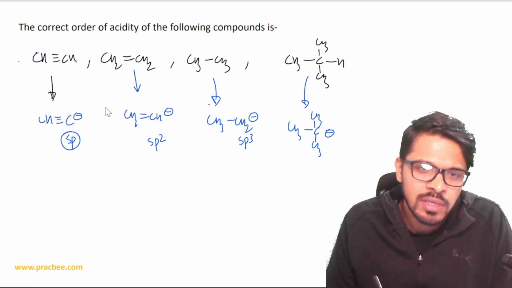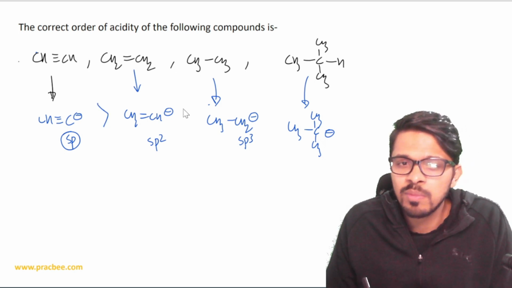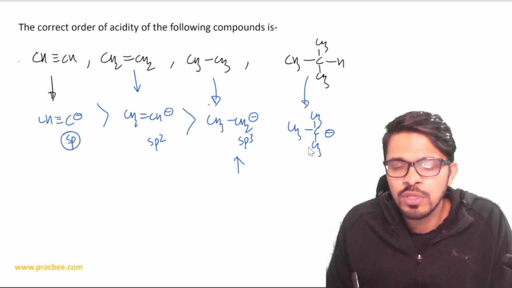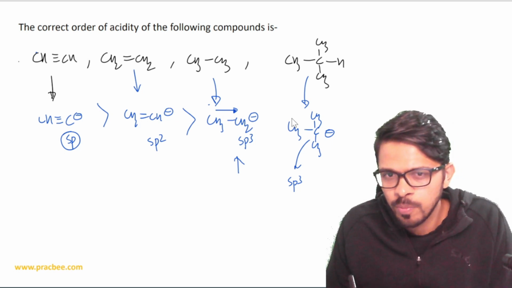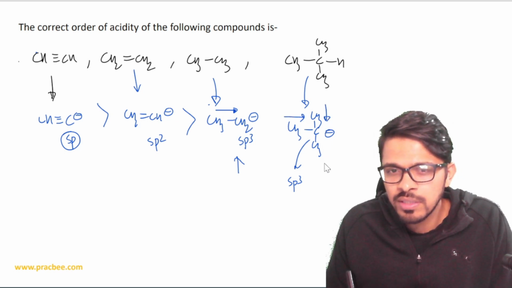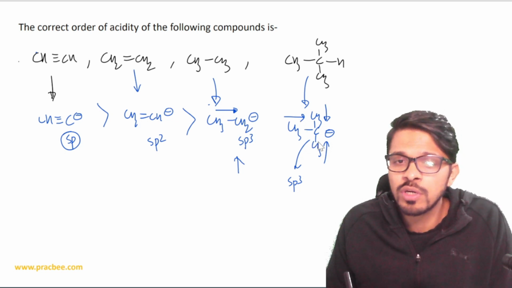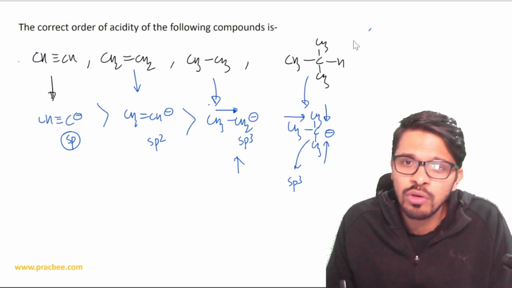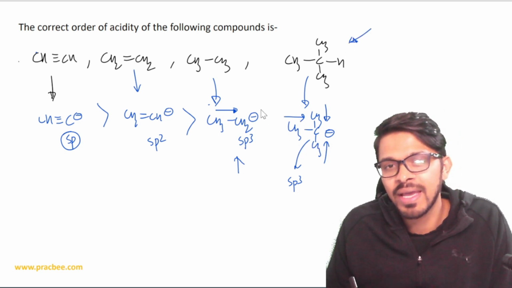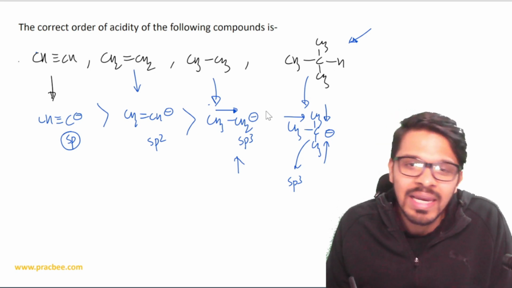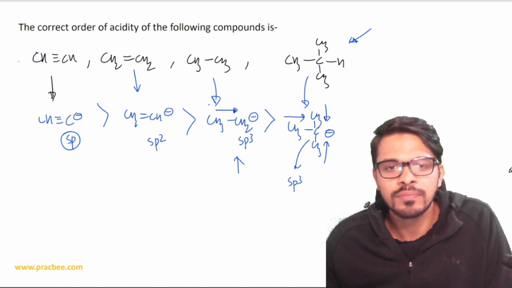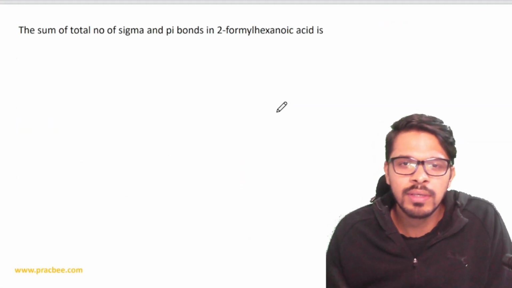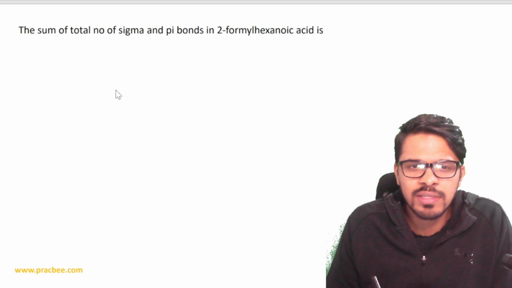Negative charge is stable on sp hybridized carbon, then sp2. Out of these two sp3 hybridized carbons, here there is only one donating group, CH3 is a donating group, while here there are three CH3, so three donating groups, so it would be least stable. So this molecule would be least acidic as its conjugate base is least stable. So the correct order would be this, right?